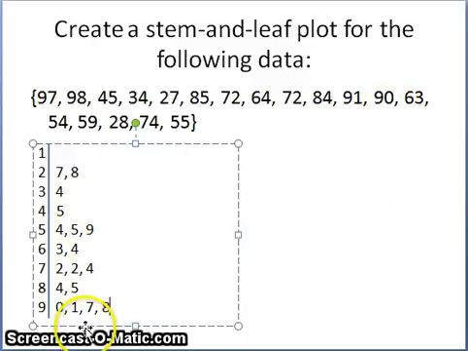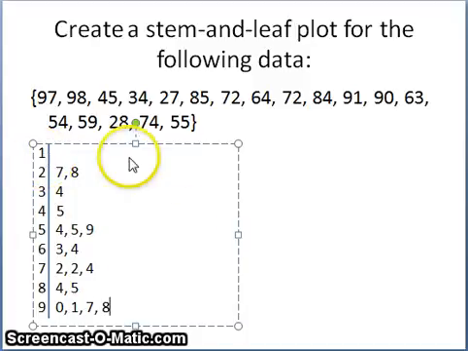I'm going to double check to make sure I got all the numbers by counting. 1, 2, 3, 4, 5, 6, 7, 8, 9, 10, 11, 12, 13, 14, 15, 16, 17, 18. There are 18 numbers there. I counted again and got 18. So I'm good. I got all 18 numbers into my stem and leaf plot.